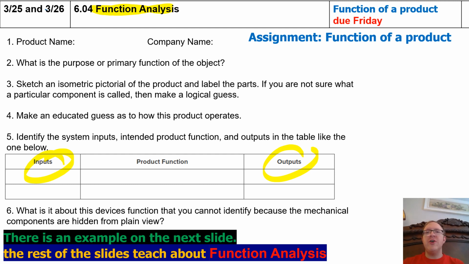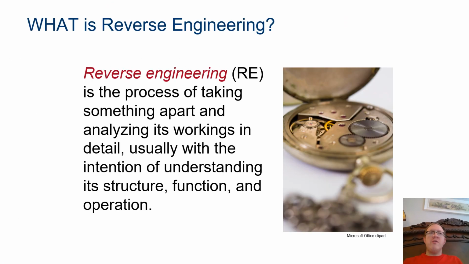All right, so let's go through this lesson, talk about reverse engineering, and then check out near the end, there is an example of this assignment being done. All right, so reverse engineering. Reverse engineering is a process of taking something apart, analyzing its working in detail, usually with the intention of understanding its structure, function, and operation. So like when Apple sells a laptop, I guarantee you that Dell and HP and all those companies buy one and take it apart to try to learn what their competitors are doing and why. It's a big thing that happens in engineering to study how another company handled something.